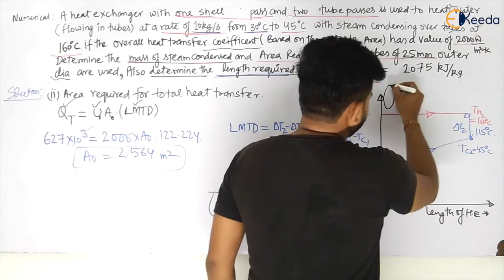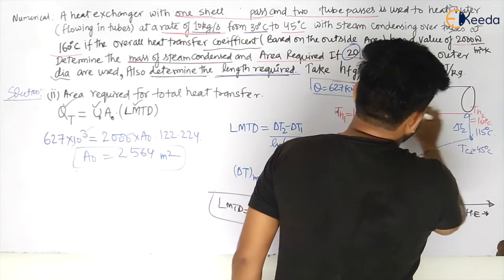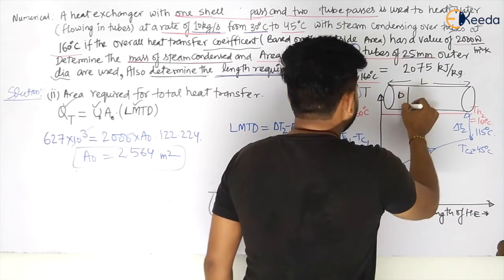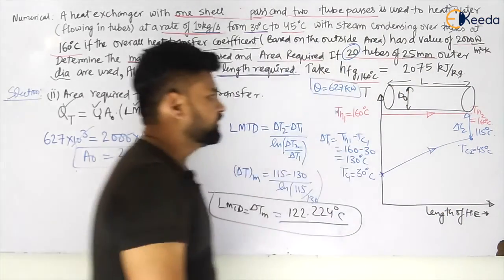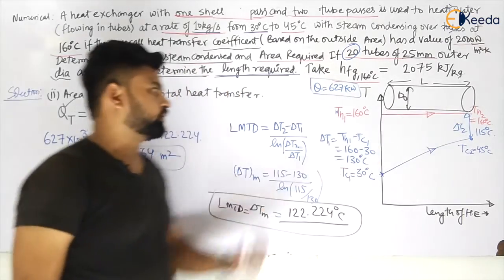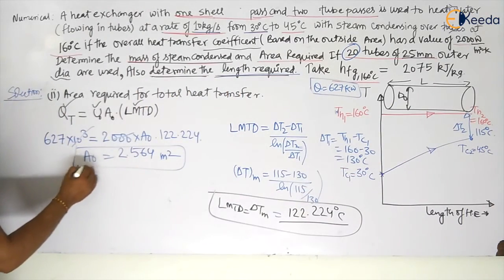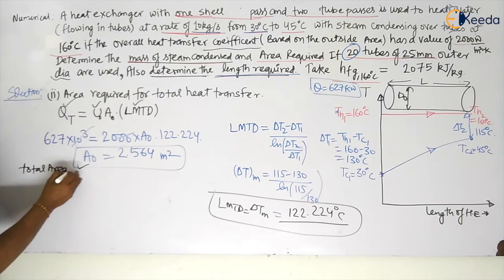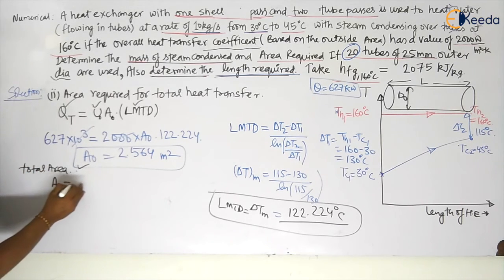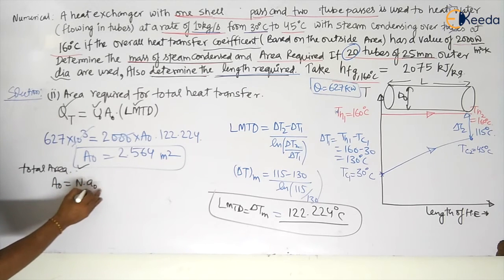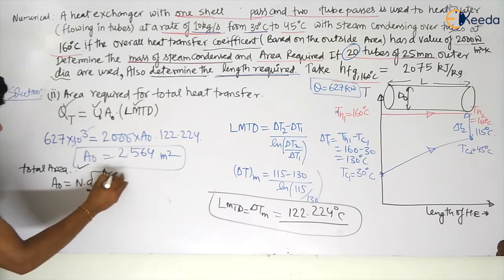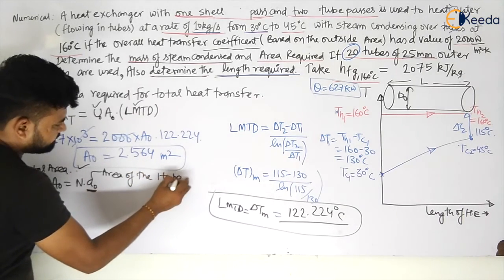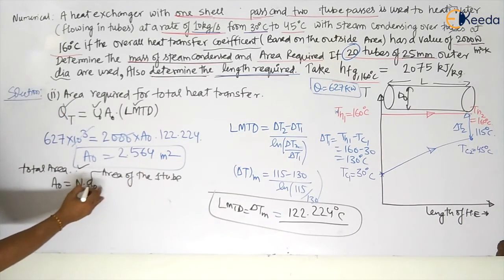Like this, he has given maybe the length of the tube. So this is the length of the tube, and the diameter he has already given, that is the outside diameter. So the length of the tube he is asking about. Let us calculate. So what will be the total area he has given? That is nothing but the total area, my dear students. So we can say the total area will be equal to number of tubes into the small area, that is the area of one tube. Yes or no?